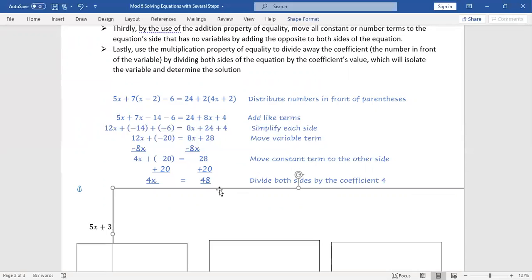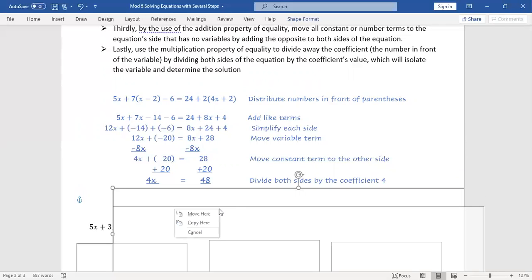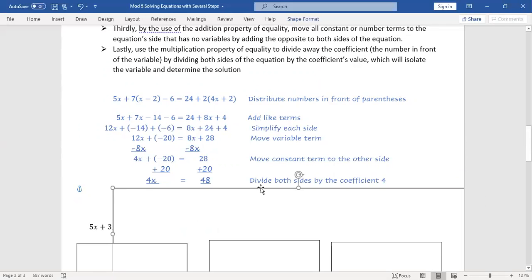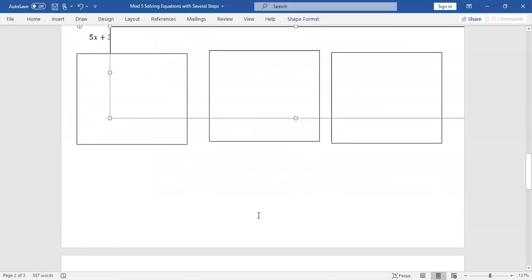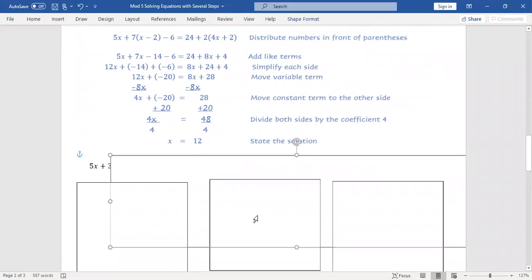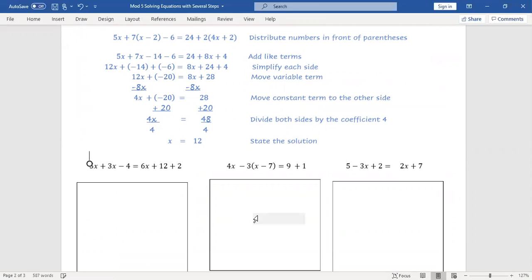Now I have a coefficient in front of my x. In order to get rid of that coefficient, I have to divide it. If I do it to one side, I have to do it to the other side as well. So I'm dividing both sides by 4. 4 divided by 4 is 1, so I'm left with 1x on the left, and on the right, 48 divided by 4 is 12. I've isolated my variable, which in essence has solved the equation. I've determined the value x has to be to make that equation true.